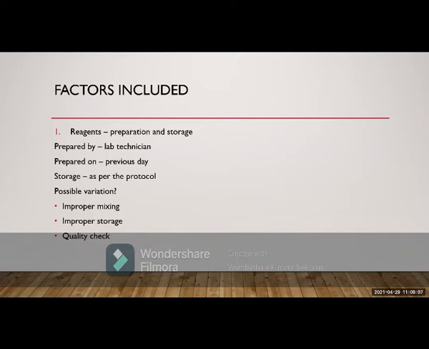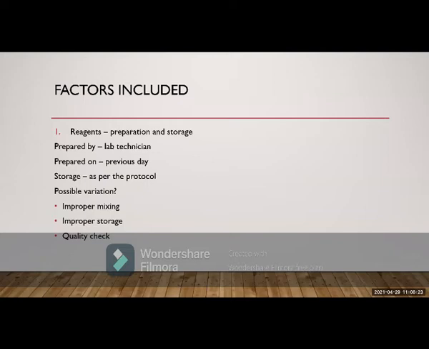Okay, you actually check the quality. Whatever you have prepared, the reagent that has been prepared, is it as per the standards? Okay, will it develop a color? Will it be useful? So that part of quality check, was it performed or not? Okay, it also plays a very important role.